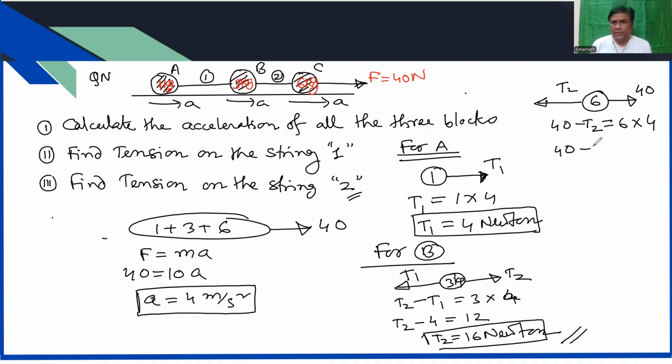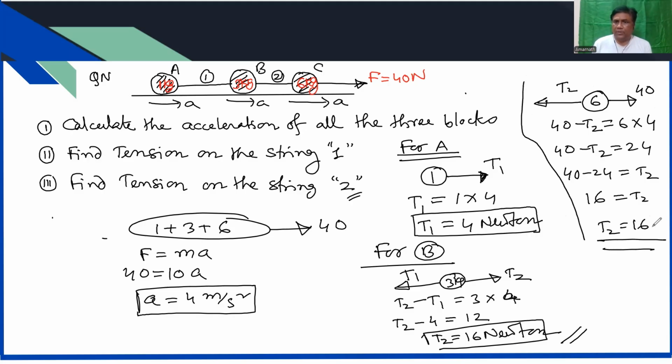So 40 minus T2 equal to 24. It means 40 minus 24 equal to T2. It means it is 16. So it is T2. So it means T2 equal to 16. Okay. So in both ways, the answer should be the same only.